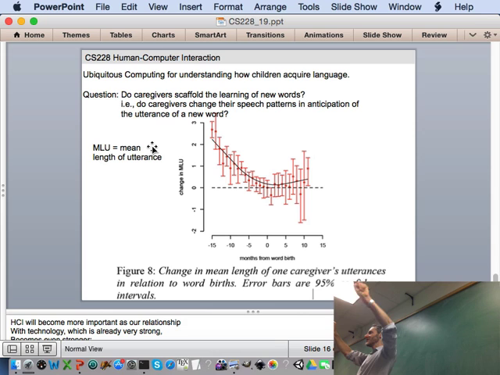And as they went back in time and forward in time, they lined up all of the words at the same point, so they're normalized. Words were born at different months. They moved all these words so they were at month zero. They went into the past for each given word, and they looked for other utterances that contained that word.